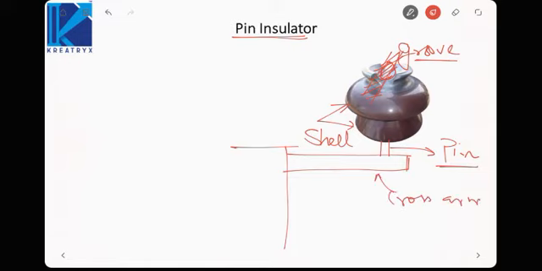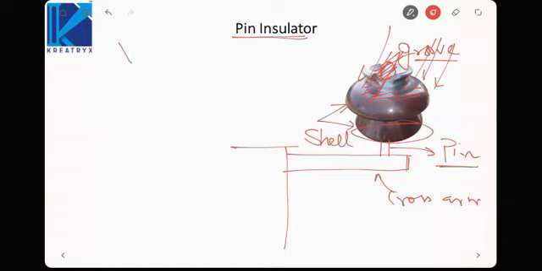Now as you can see from the figure, the top disc or the top shell has a higher radius as compared to the bottom shell. Why is it so? So that if rain is falling, it will affect only the top shell and the bottom shell will be protected. That is why the top shell will always have a higher radius as compared to the bottom shell.